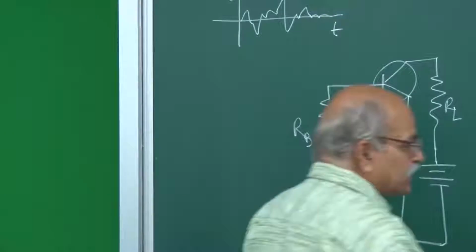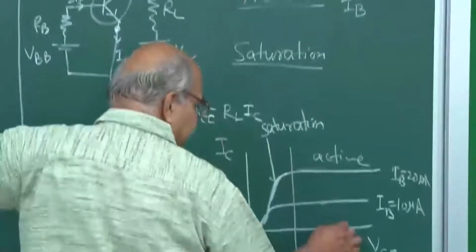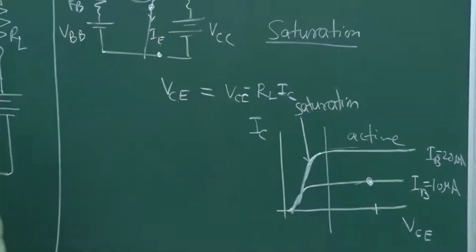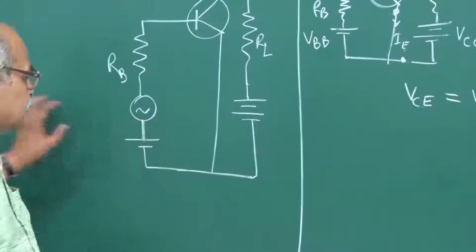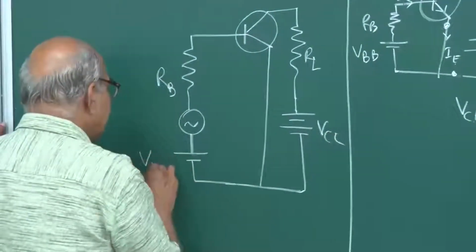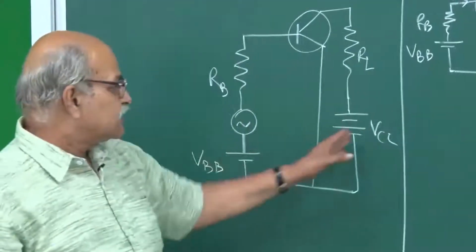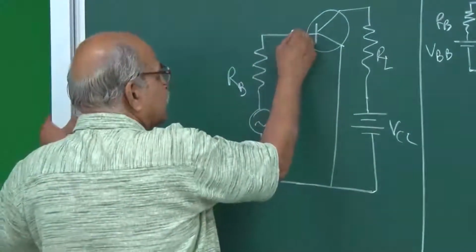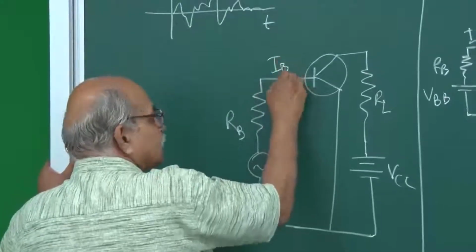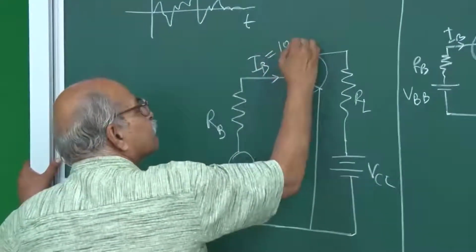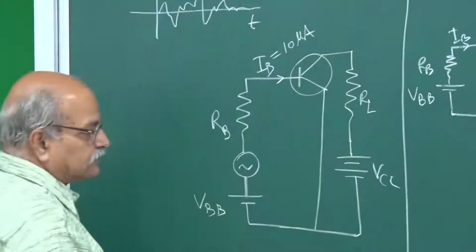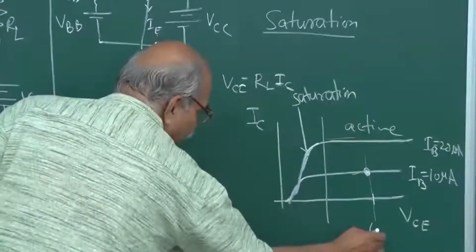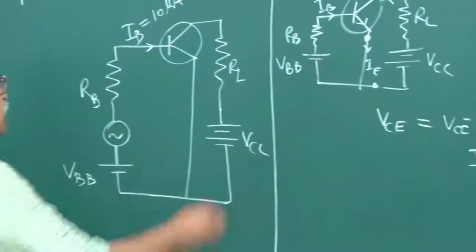In this diagram, let us say I am somewhere here when there is no signal. That means when this signal is 0, then this VCC and this VBB have such values that the base current is, this is the base current, say 10 microamperes, and this VCE is something, maybe let us say 4 volts. So this VCE is 4 volts from here to here.